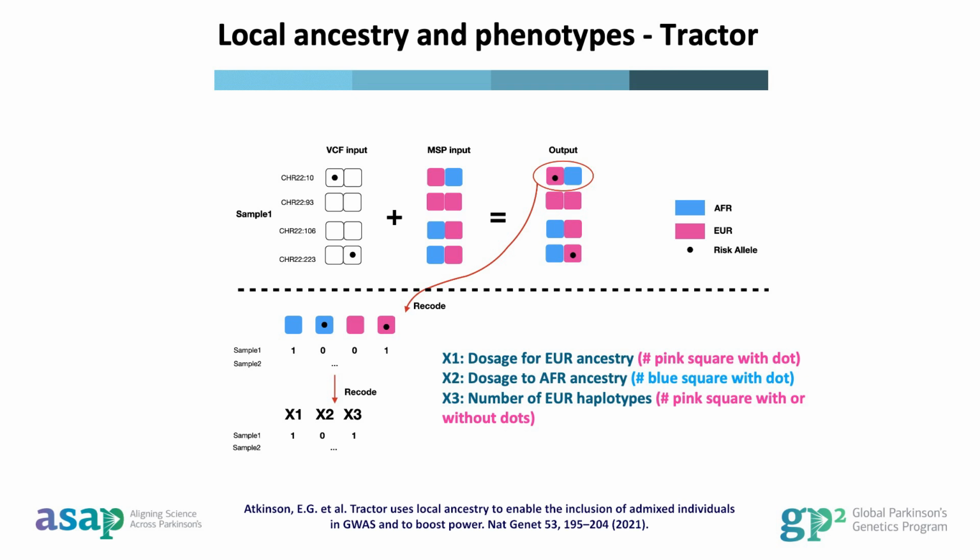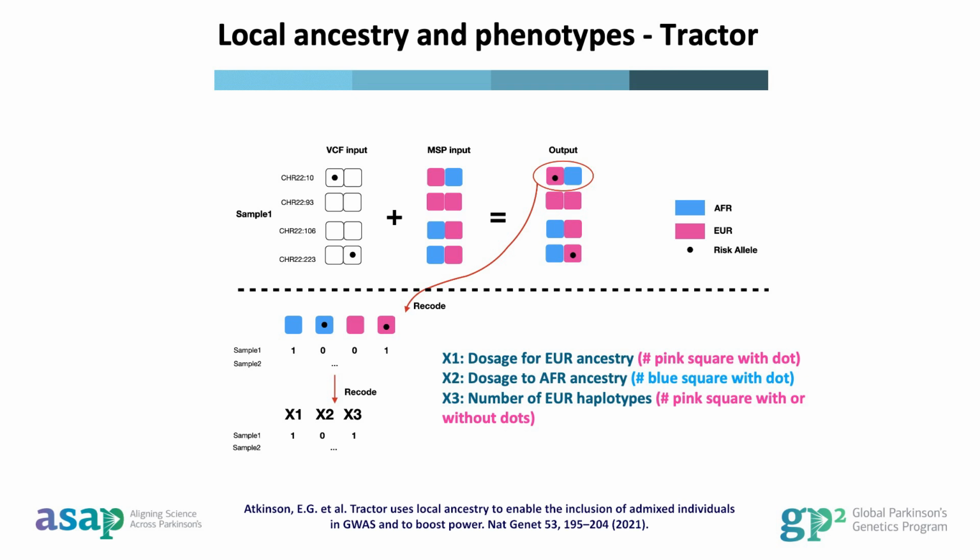After this, the information is used in a regression with 2 times n minus 1 variables, in which n is the number of ancestries. The first variable, x1, is the dosage for European ancestry, or the number of pink squares with a black dot. The second variable, x2, is the dosage for African ancestry, or number of blue squares with a black dot. The third variable is the number of European haplotypes, or the number of pink boxes the individual has. We do not include the number of African haplotypes for statistical reasons.